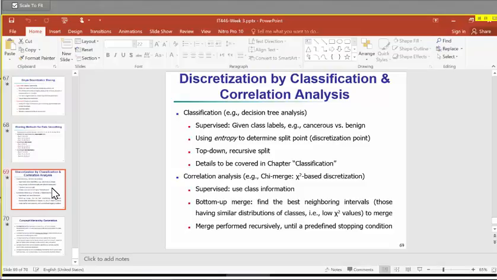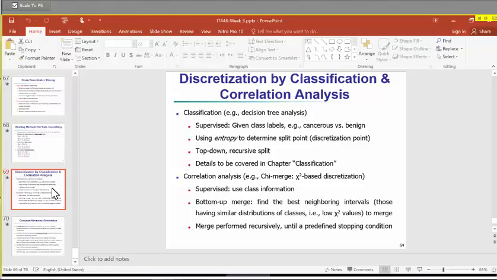Now the next topic is discretization by classification and correlation analysis. So for classification, many different classification algorithms and techniques are there. We'll see, for example, decision tree analysis, which is supervised, and we have some given class label. And we can use entropy to determine the split point, where we can split the classes into 2 different classes. Okay, and then it can be a top-down approach, and it can be the recursive split. The details are covered in the classification chapter that we will cover soon, inshallah.